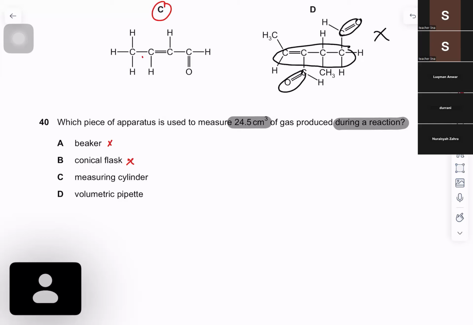Conical flask yang mana? Lepas tu, beaker for sure, kenal kan? Okay, measuring cylinder. So, measuring cylinder and volumetric flask. Measuring cylinder dengan volumetric pipette, that one. So, you kenal tak that one? You kenal tak measuring cylinder? Kenal kan measuring cylinder kan? Okay. Volumetric pipette ni, you kenal tak that one?